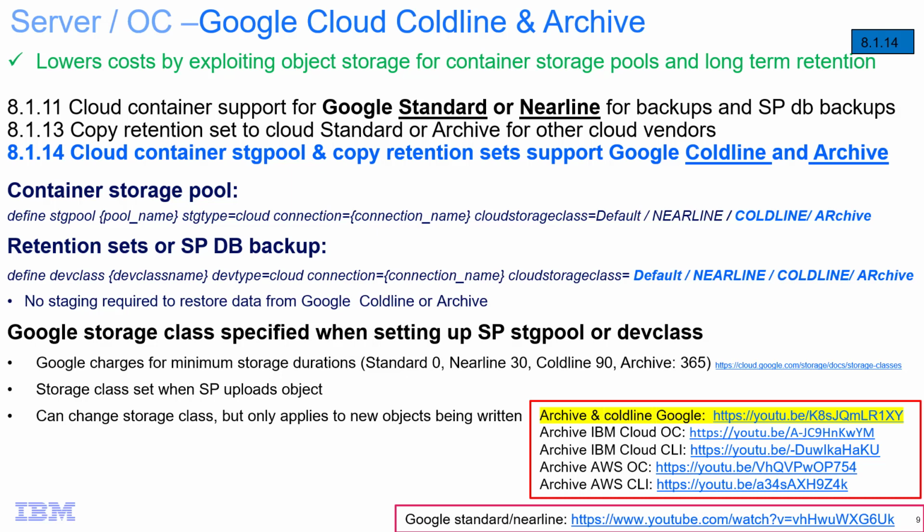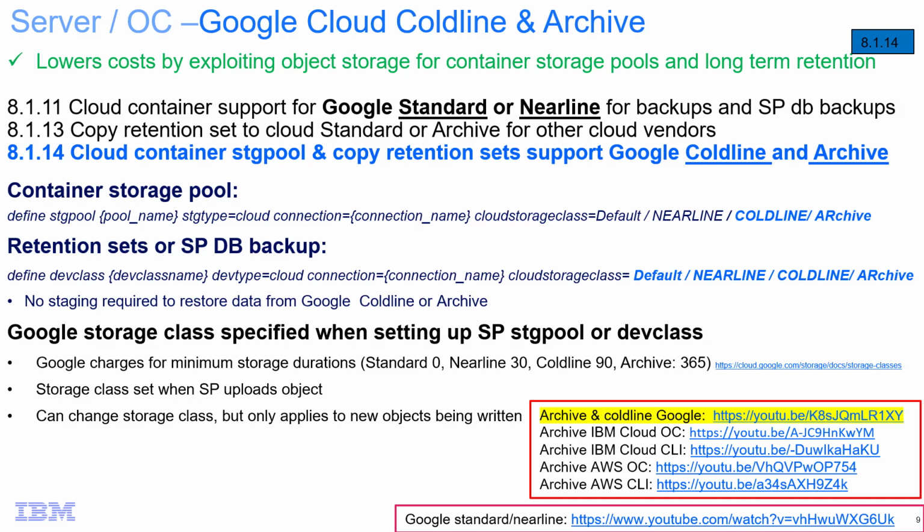Now, one thing to note is that the Google storage classes, when you specify them, are kind of dependent upon how long you plan to keep that data out there. And so if you look at the Google documentation, Google is going to charge for minimum storage duration. So standard is 0 days, Nearline 30 days, Coldline 90 days, and Archive 365 days. So if you do choose to use the Google Clouds, look very closely at how you're going to be storing your data in those different storage classes before you choose one of those classes.